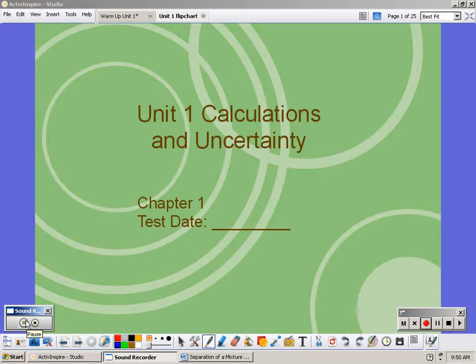Unit 1 is Calculations and Uncertainty. It corresponds to Chapter 1 in our textbook. This should be an easy unit. Most of this is review from Chem 1.